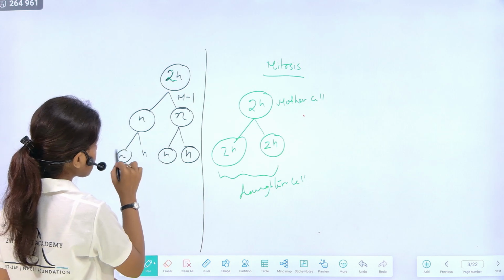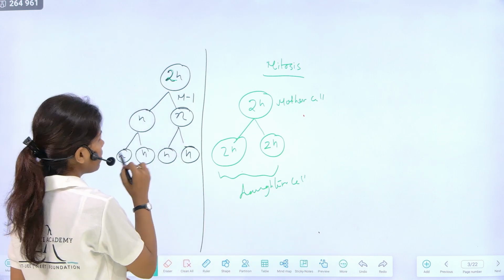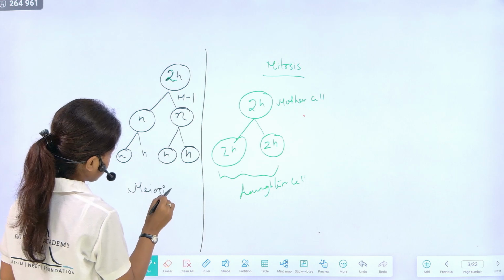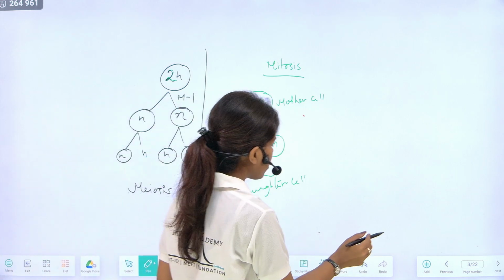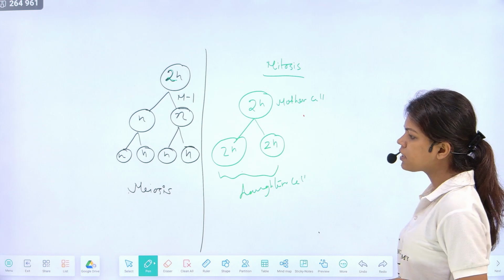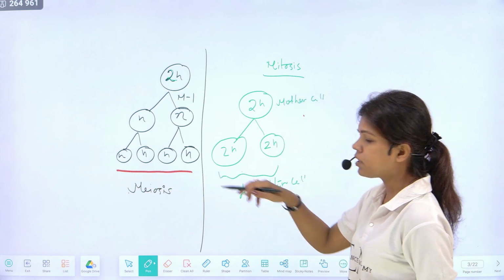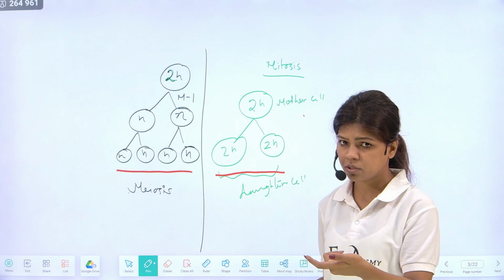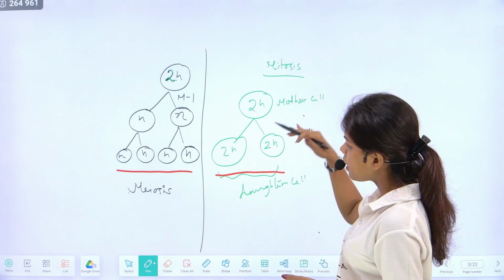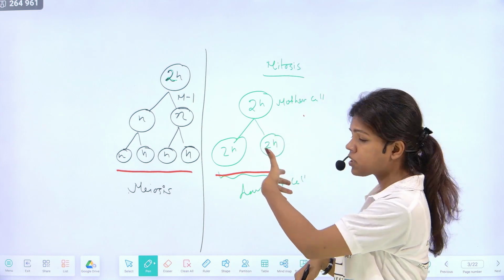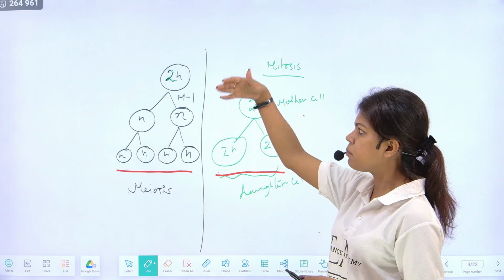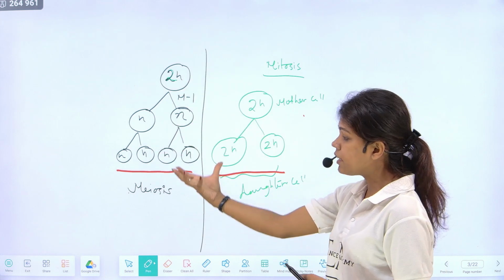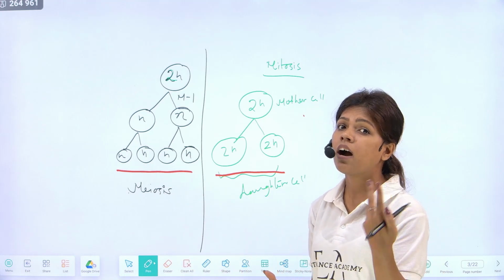So we can see here at the end, during meiosis cell division, from one mother cell, four daughter cells are produced. But in mitosis, from one mother cell, two daughter cells are produced. In mitosis, the number of chromosomes in the mother cell and daughter cells are equal. In meiosis, the number of chromosomes in the mother cell and daughter cells are not equal. In the daughter cells, the chromosomes become half.